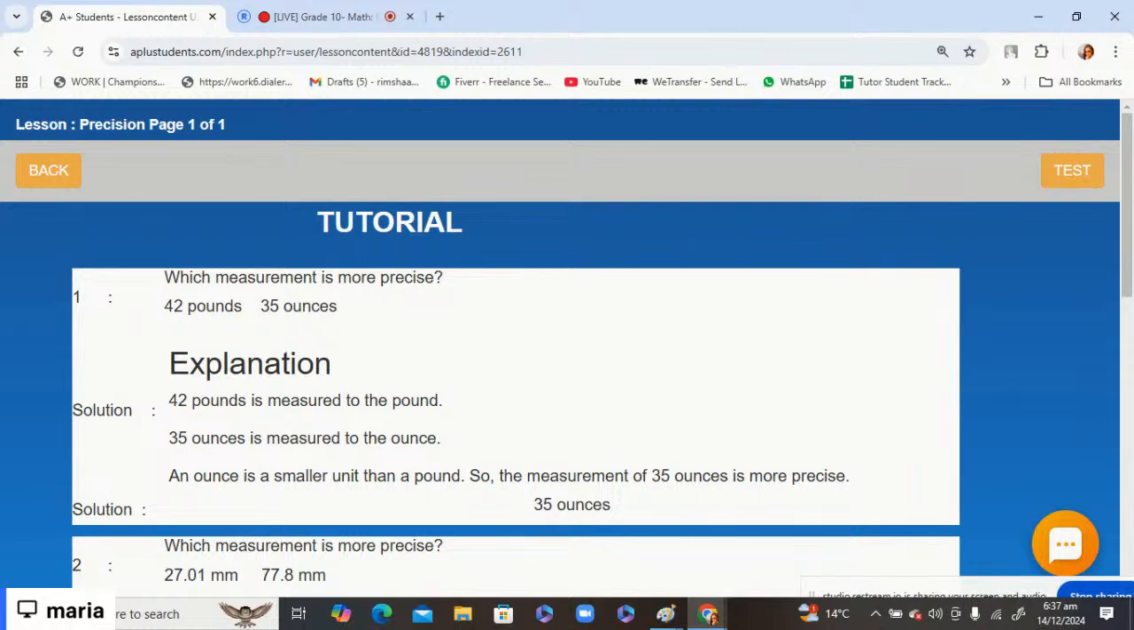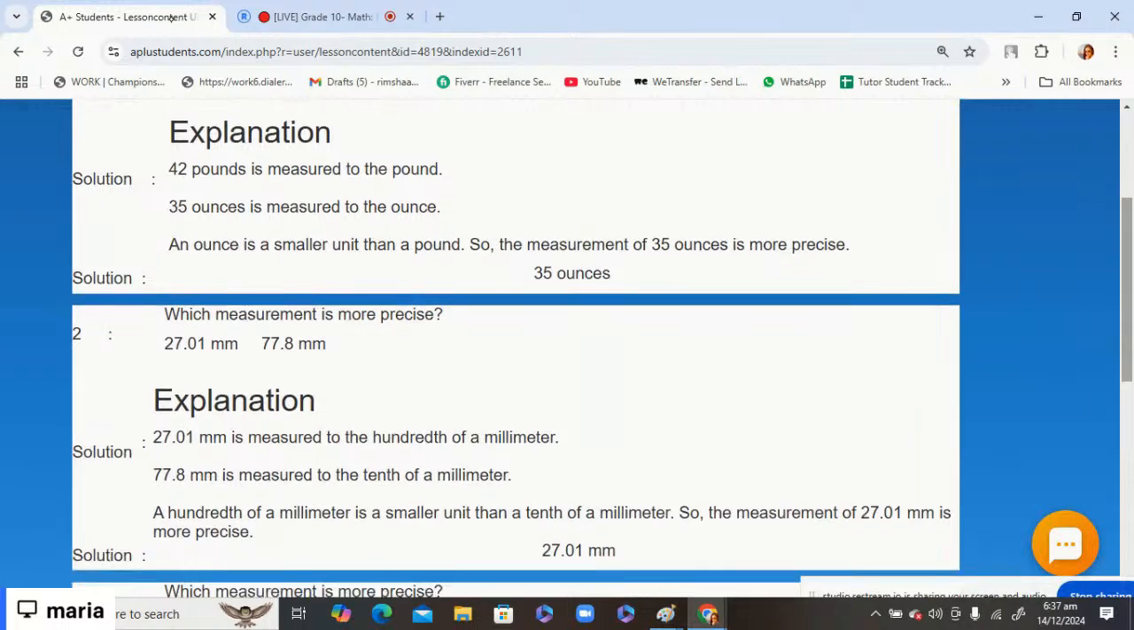All right. If they're talking about pounds and ounces, this is the same thing. How is the pound measured? Pound is basically measured in pounds, and 35 ounces is measured to the ounce. But when you see the pound and ounce difference, ounce is a small unit as compared to the pound. So we are going to measure the ounces, which is more precise.